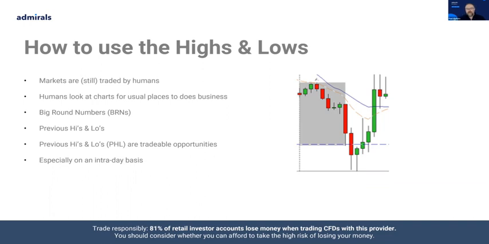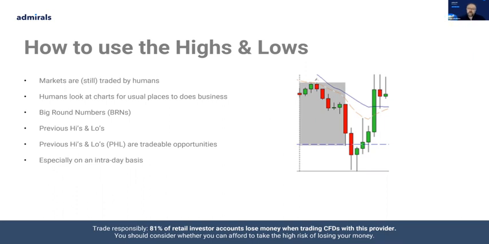And humans look at charts for usual places to do business. Here we're looking at an electronic chart of the financial market, but humans within any market are always looking for good places to do business. That might be humans looking to set up a shop on their high street, or looking to do business at their local agricultural grocery market. Humans are always looking for the best place to do business, and as electronic traders, we're no different.